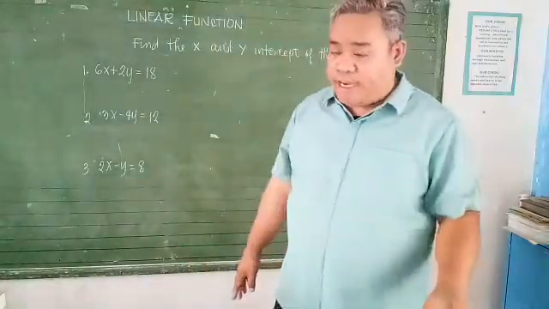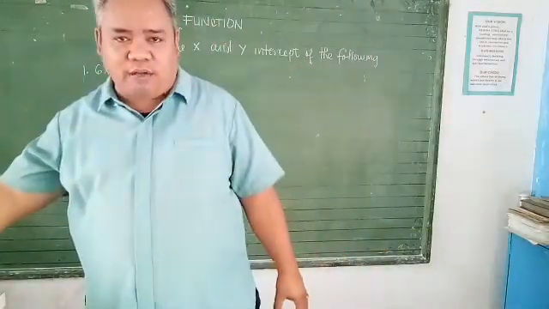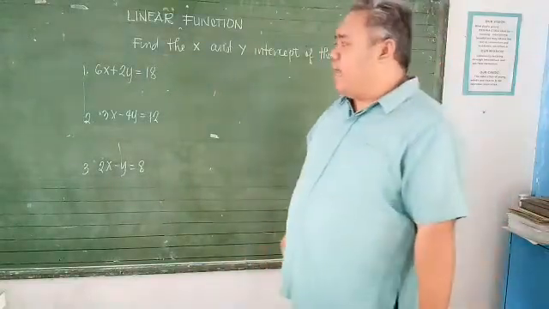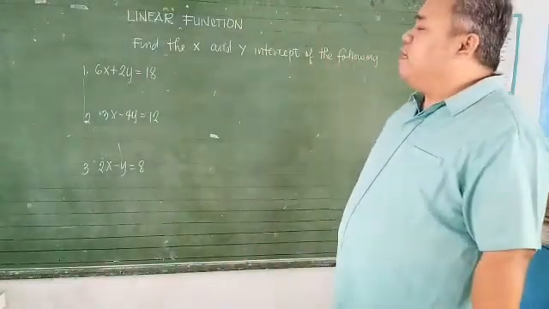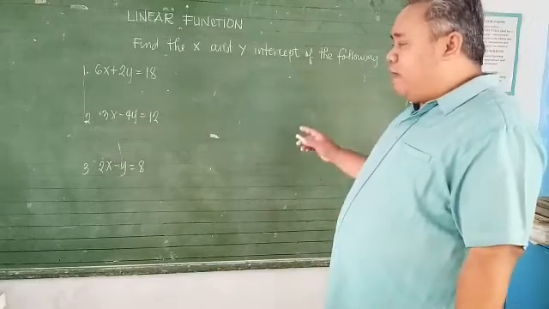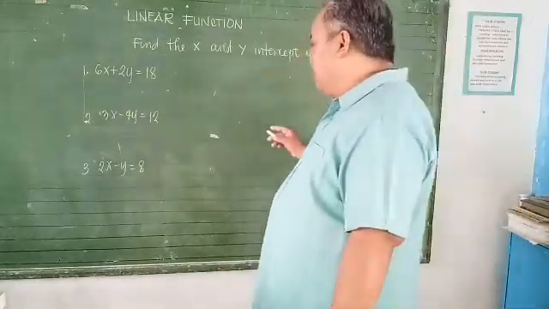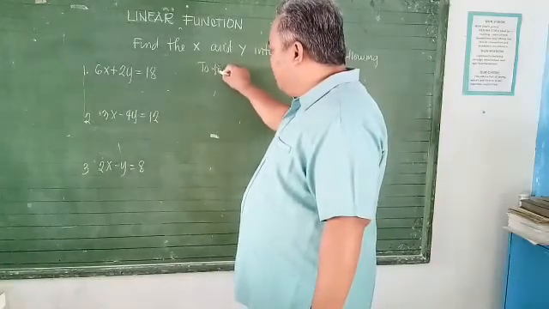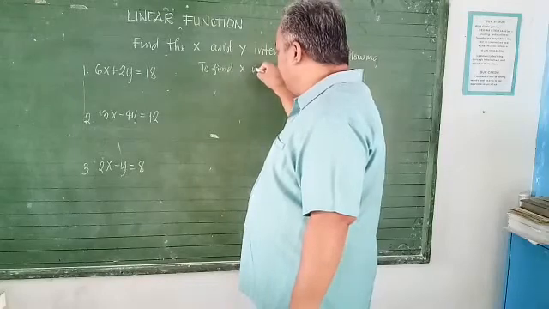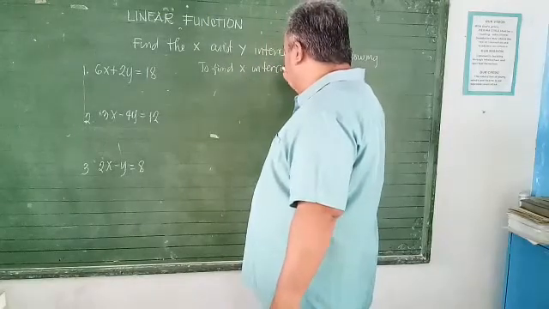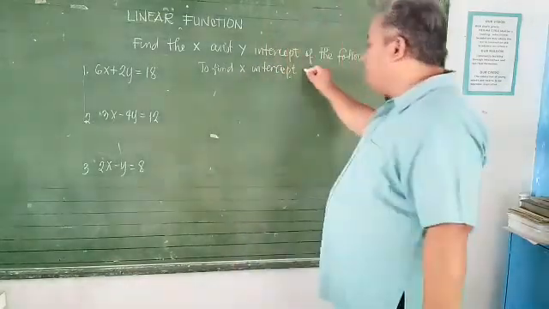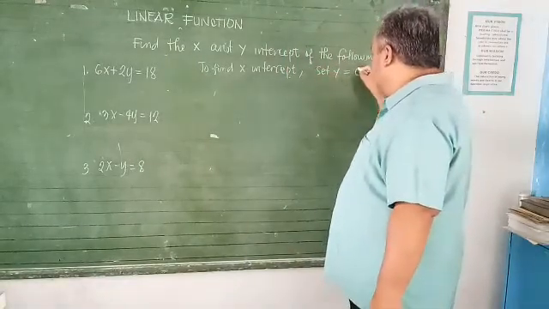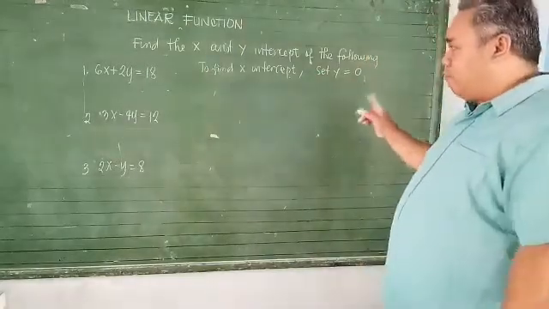So yun yung kaya the word intercept, which is kung saan magta-touch yung line sa x-axis at kung saan magta-touch yung line sa y-axis. Now, remember these are the basic rules. In finding the x-intercept, gagawin mo, set y equals to 0. That's the basic rule to find the x-intercept.